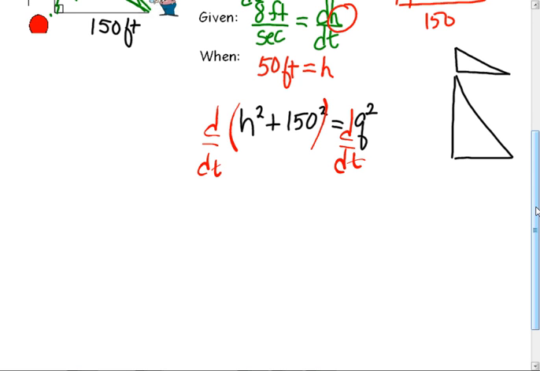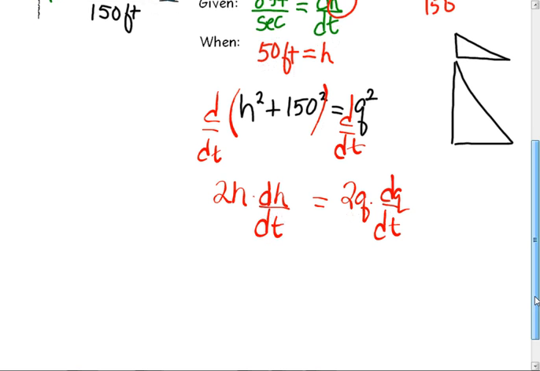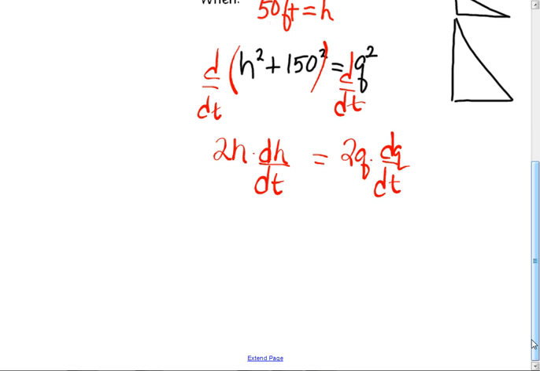What's the derivative of h squared? 2h times, chain rule, dh/dt. What's the derivative of 150 squared? 0. Equals, and the derivative of q squared is 2q times dq/dt. And I like to get rid of the 2's because I can. So let's get rid of the 2's. They're going to cancel out, right?